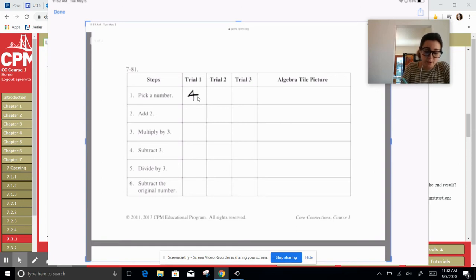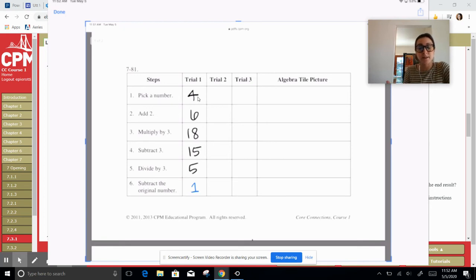If I add 2 to it, that would be 6. Multiply by 3, that would be 18. Subtract 3, that would give me 15. Divide by 3 would be 5. And then subtract the original number, so I would get an answer of 1. Ooh, I changed that to blue for no reason. Okay, so let's try trial 2.